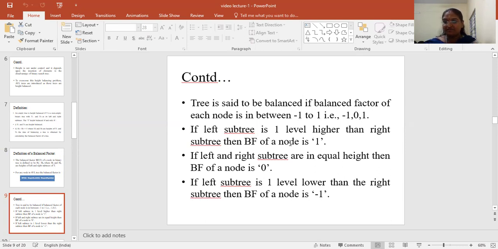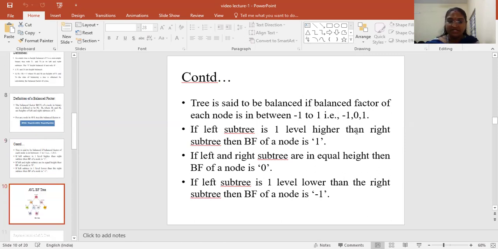If you don't have a child at the left side and you have a child at the right side, then that is treated as -1. If the node doesn't have any child on either side, then that is called 0. And if the node has a left child and does not have a right child, then that is called 1. Hope this is clear.